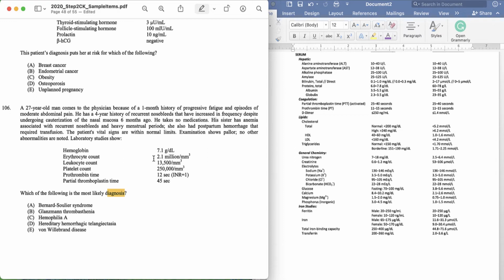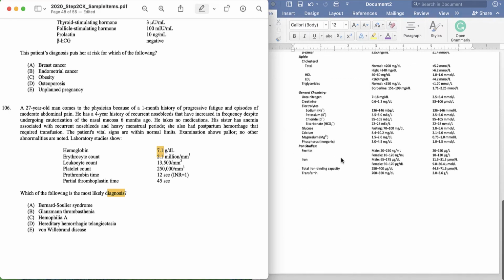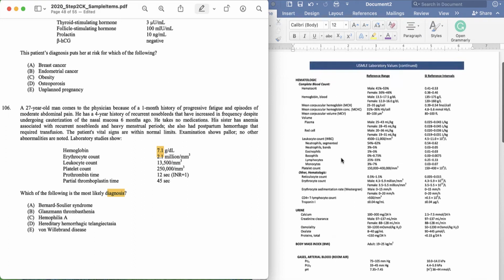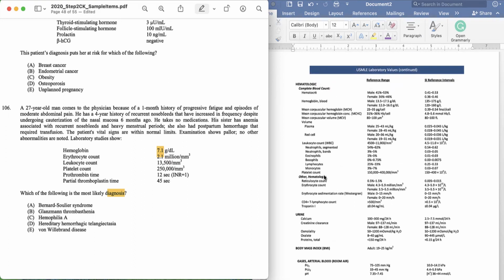All right. Now there are no follow-up sentences up here to really look at, but there are labs. So we're going to take a quick look at the labs. So hemoglobin, that looks really low. Erythrocyte count, I'm not sure if I have it on here. Oh yeah, it's on here. Erythrocyte count, that's low. Okay.